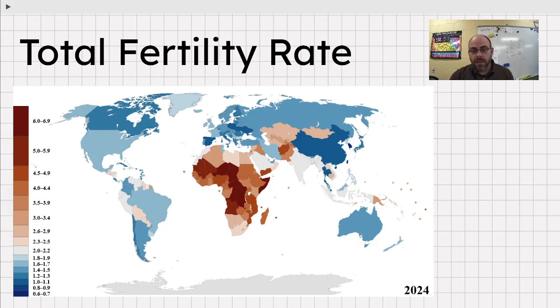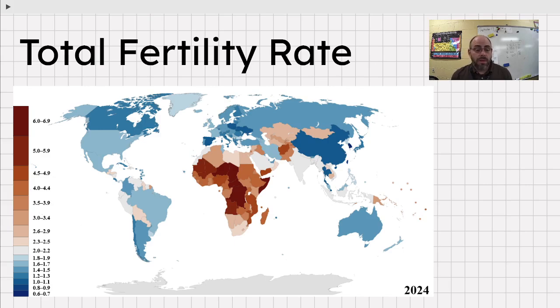Replacement level, speaking of that 2.1, is 2.1. Think about it for just a moment. A woman has a child. If she has two children, she has not replaced herself and her mate, right? She has simply just replaced them. But 2.1 is growing, right? 2.1 is replacing those two individuals plus 0.1, a child. And so anything lower than that is at replacement level or declining. Below replacement level is decline.